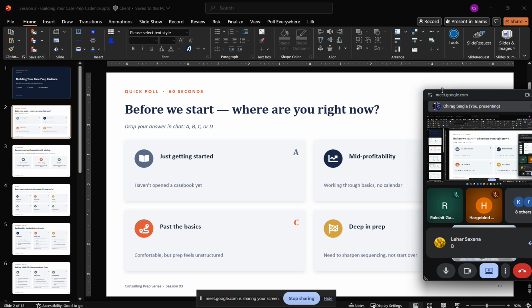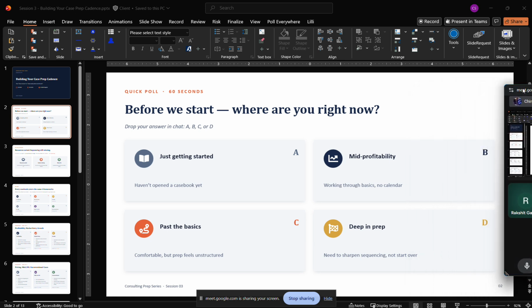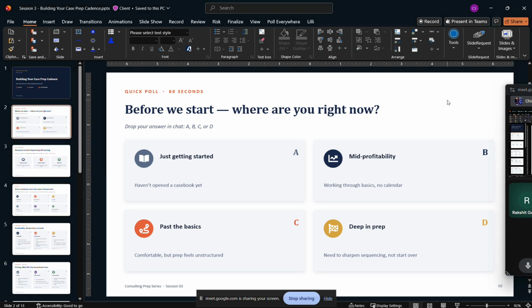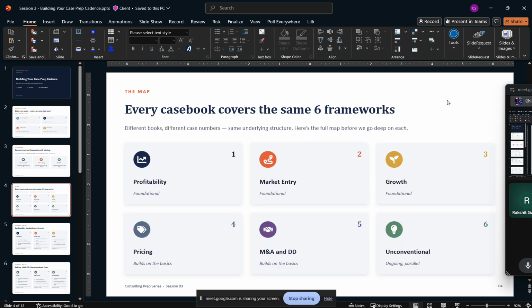Okay, great. So if there are two archetypes here, A and B, feel free to unmute yourselves during the session to talk about anything you find less relatable or more relatable and want to add for the benefit of the group. Let's start with this. You've got your resources sorted. Now let's try to build the calendar. So let's just directly jump into it.